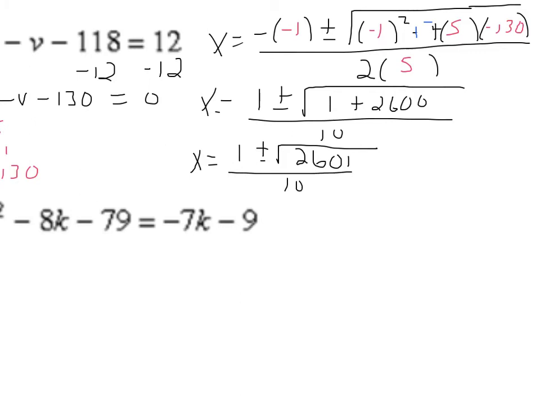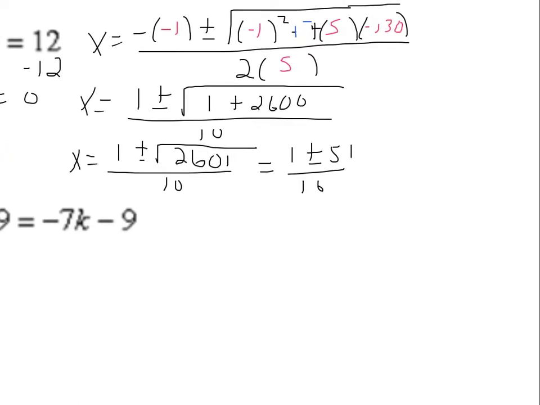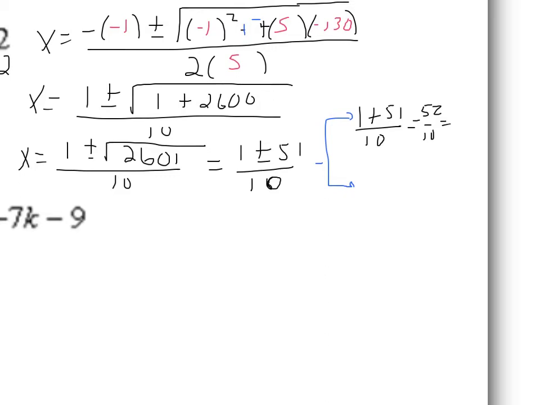So x equals 1 plus or minus square root of 2,601 all over 10. I can actually root 2,601, and that square root is 51, so I get 1 plus or minus 51 over 10. And when you have a rootable number, you should go further and finish it and simplify this. So you have 1 plus 51 over 10, which is 52 over 10, which reduces to 26 fifths.